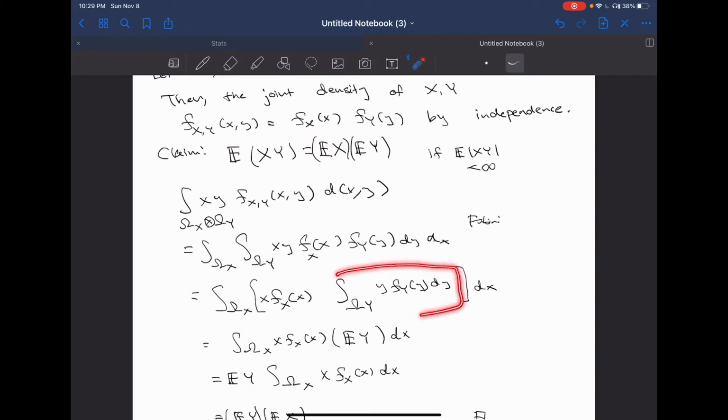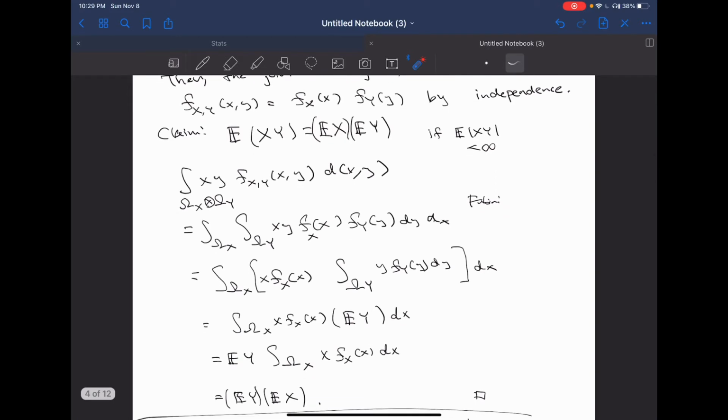So for the integral with respect to y, we're left with the integral over all the values of y times f of y dy. Now you can identify this as the expectation of y, which is just the definition of the expectation of y. This is now a constant with respect to x. The expectation of a random variable is a constant, so the expectation of y is a constant with respect to x, and we can pull it out. We're left with E of y times the integral of x f of x. But this again you can identify as the expectation of x. So we can prove the claim.